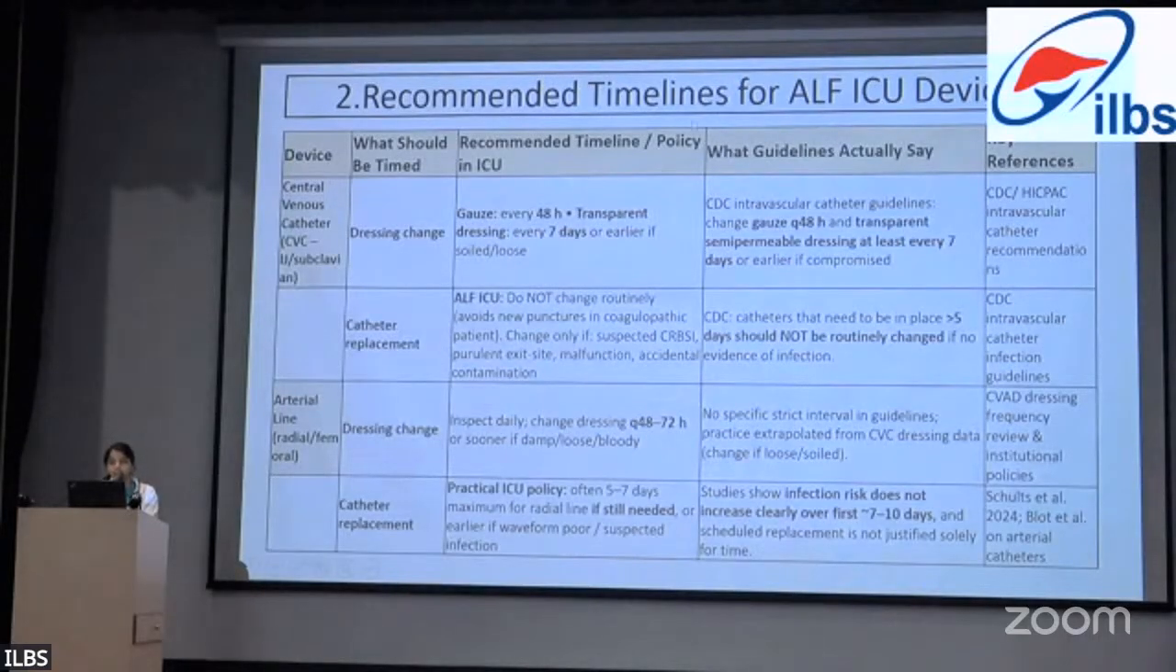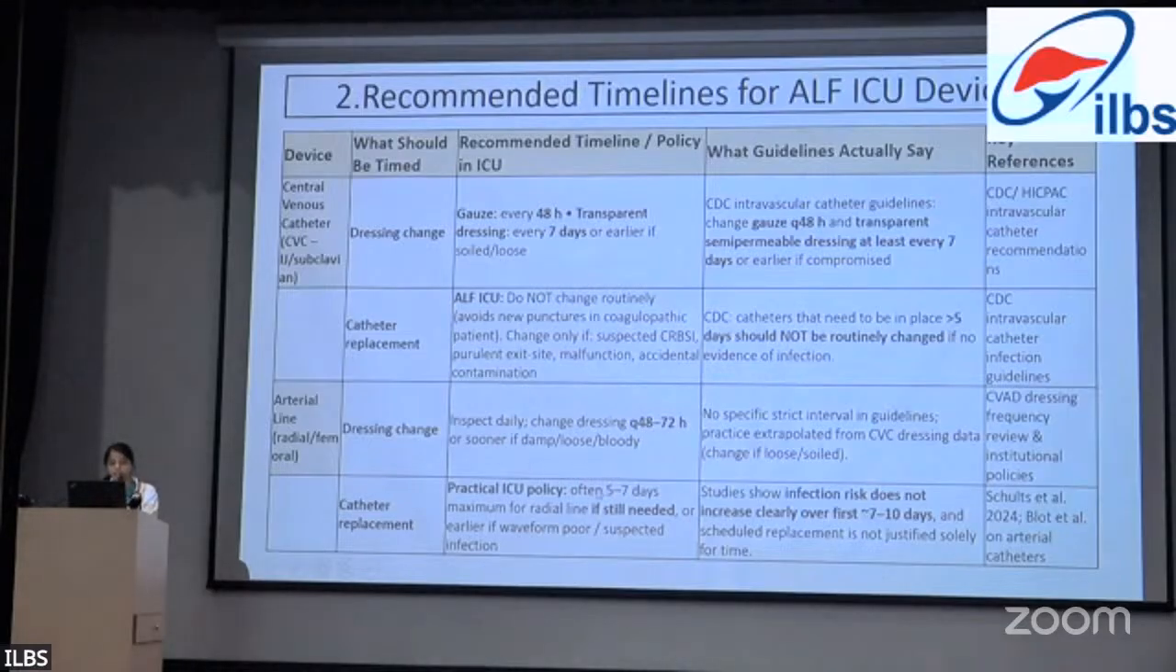Then, recommended timelines for ALF ICU devices. I searched extensively through the literature, but there is no specific timeline. All they have advised is that dressings should be changed every 48 hours, and transparent dressing should be applied every 7 days or earlier if soiled or loosened. Catheter change should not be done on a routine basis. It should be done only if there is suspected catheter-related bloodstream infection, purulent exit site infection, malfunction, or accidental contamination. Arterial line dressing should be changed every 2 to 3 days or sooner if damp or loose.